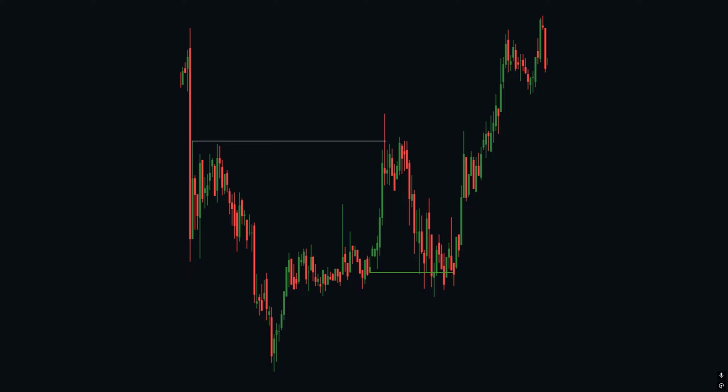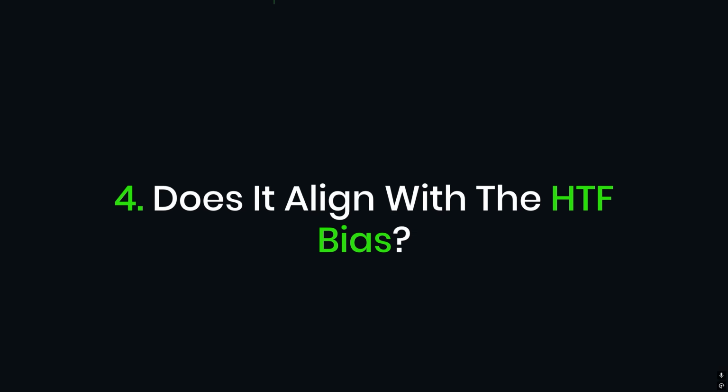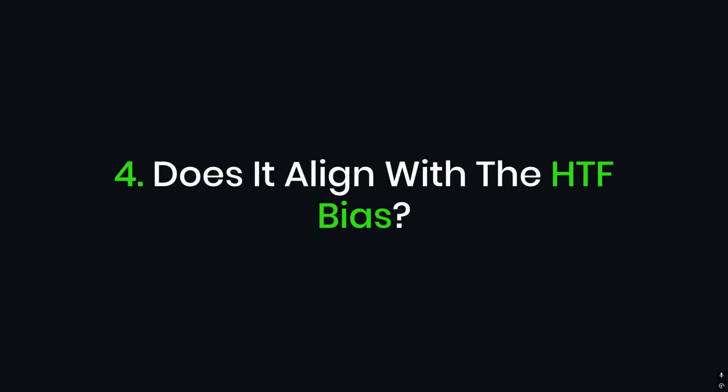So, the faster and cleaner the sweep and rejection, the cleaner the C2. The more price lingers around, the weaker the signal. So ask yourself, did the sweep happen with speed, and did it reverse cleanly? Does it align with the higher time frame bias?